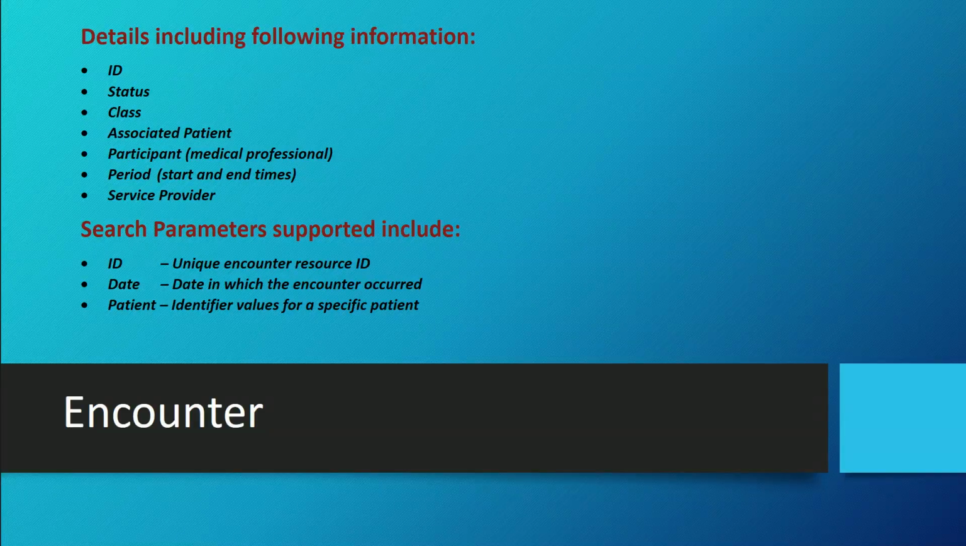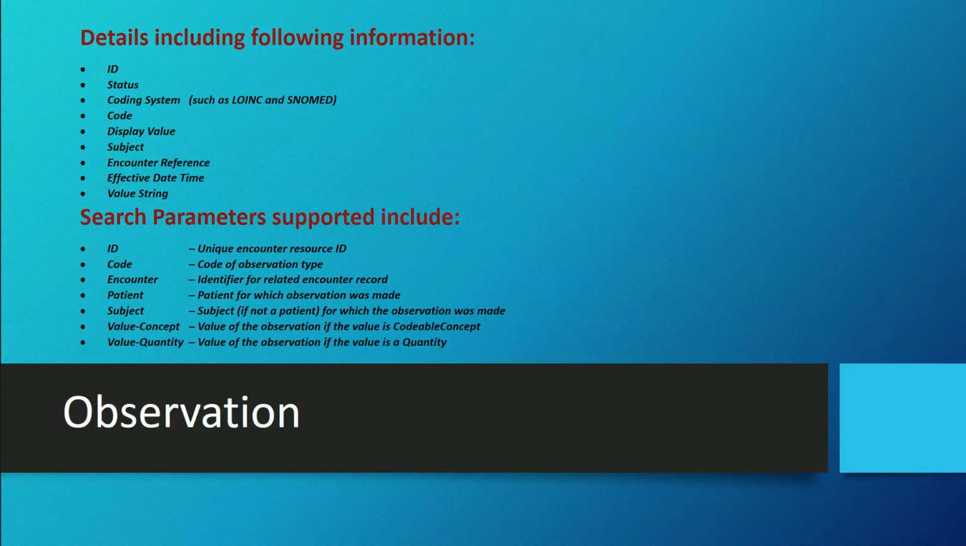For observations, the information returned includes ID, status, coding systems such as LOINC and SNOMED and code, display value, subject, encounter reference, effective date and time, and value string. And search parameters supported include ID, code of the observation type, identifier for related encounter record, related patient ID, subject of the observation if it's not for a patient, and the value of the observation.